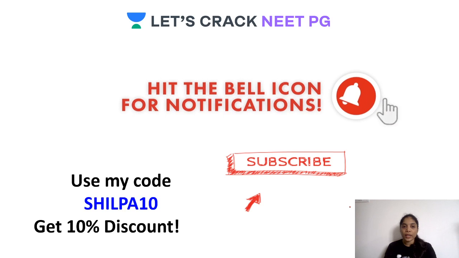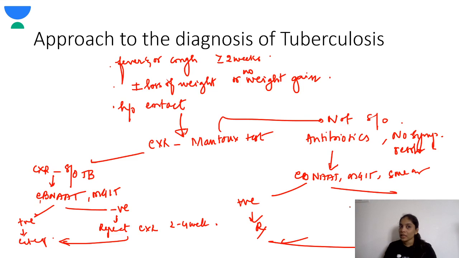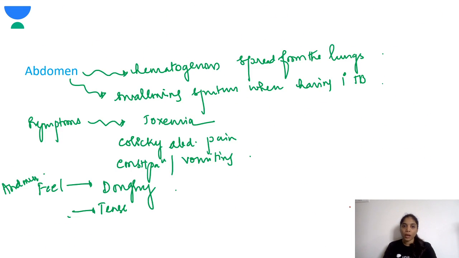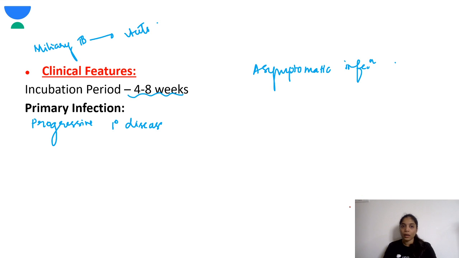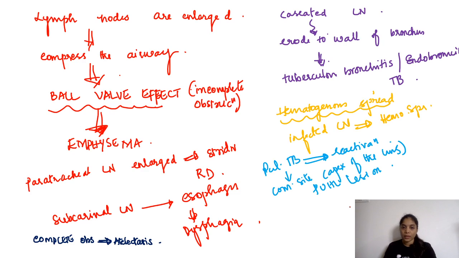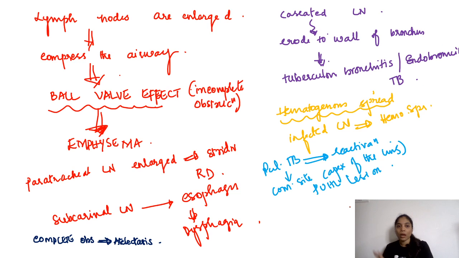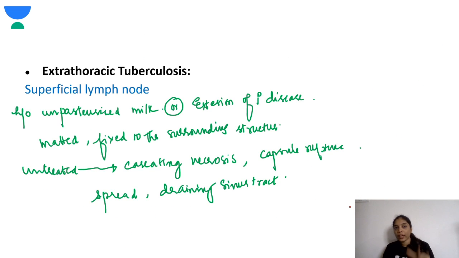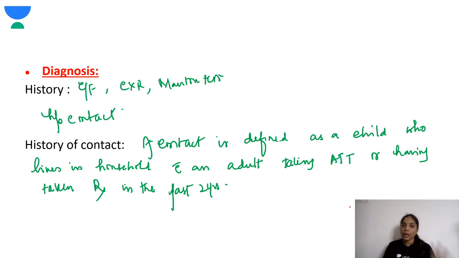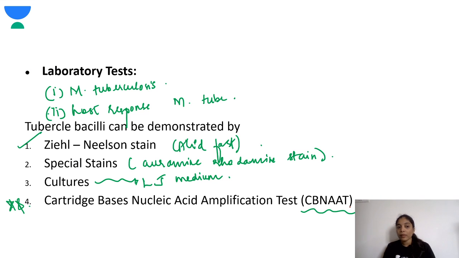So this was for today's class. We have done a very detailed discussion on tuberculosis in pediatric cases. We have discussed the spread, the epidemiology, the pathology, clinical features of various types of tuberculosis, and how you diagnose. The very important thing is the cartridge based nucleic acid amplification test, and in culture, right now the LJ medium is being replaced by the mycobacterial growth indicator tube.